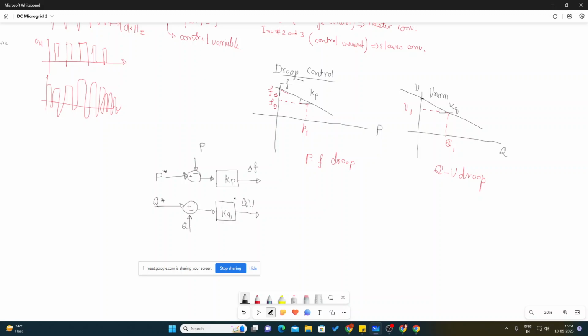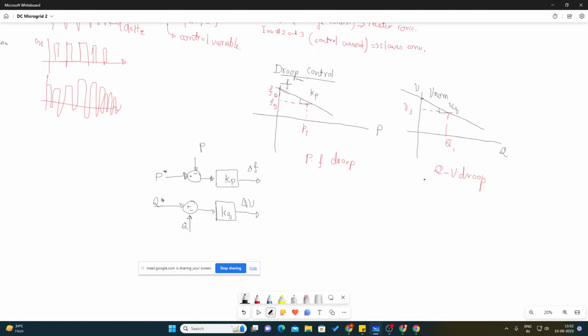Sir, if it violates the limitation on frequency and voltage, then what will happen? Control will still be done. See, what is happening here is your frequency and voltage will be changed, so it will operate at some other voltage and some other frequency.